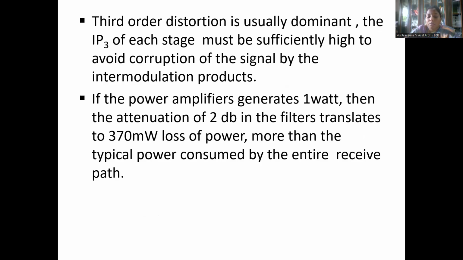Next is third order nonlinear distortion. Third order nonlinear distortion is the most critical because it creates unwanted intermodulation products close to the desired signal. So each stage must have a high IIP3. IP is nothing but intercept point, the third order intercept point, in order to maintain signal purity.